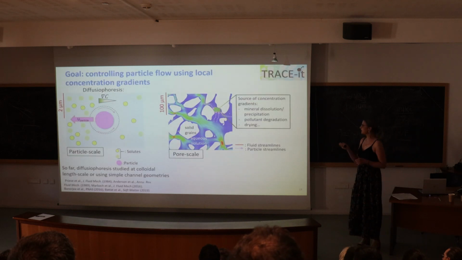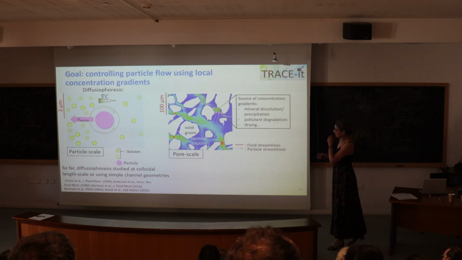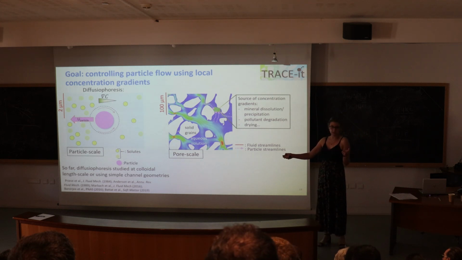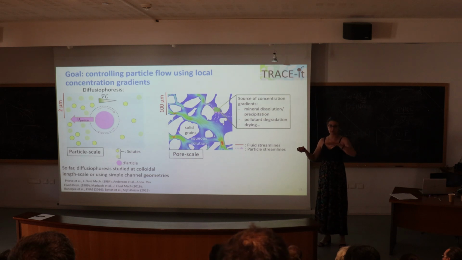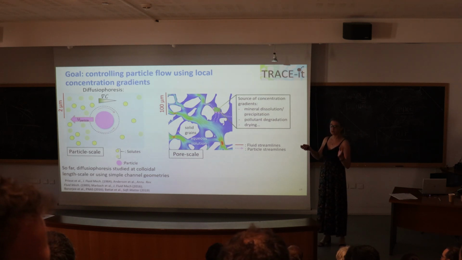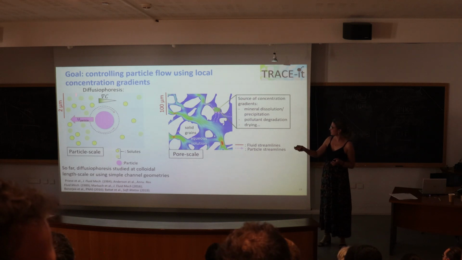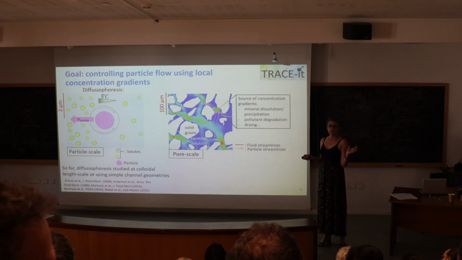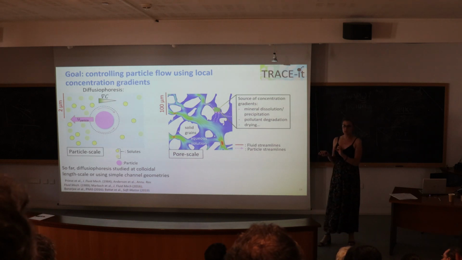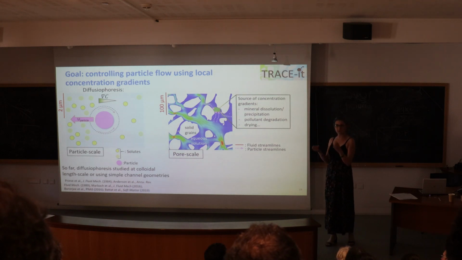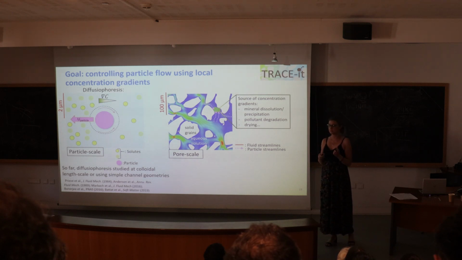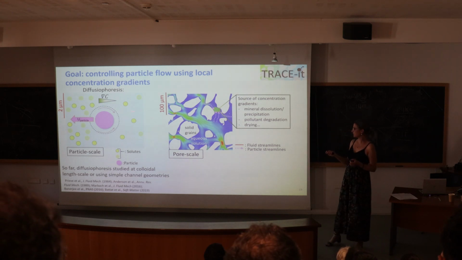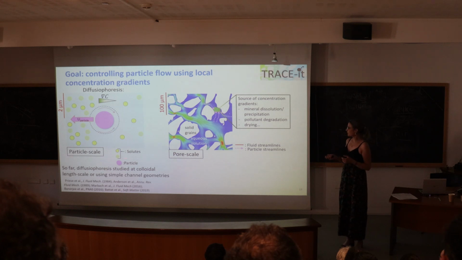The idea is to use a phenomenon called diffusophoresis. Diffusophoresis is when you have a colloidal particle, like the particles that I showed for the PIV, for example, here in pink. If this particle is under a concentration gradient, so for example you have a high salt concentration here and a low salt concentration here, this particle will move just due to the concentration gradient, either toward higher concentration or lower concentration. It depends on the properties of the salt and of the particle. This is called diffusophoresis.